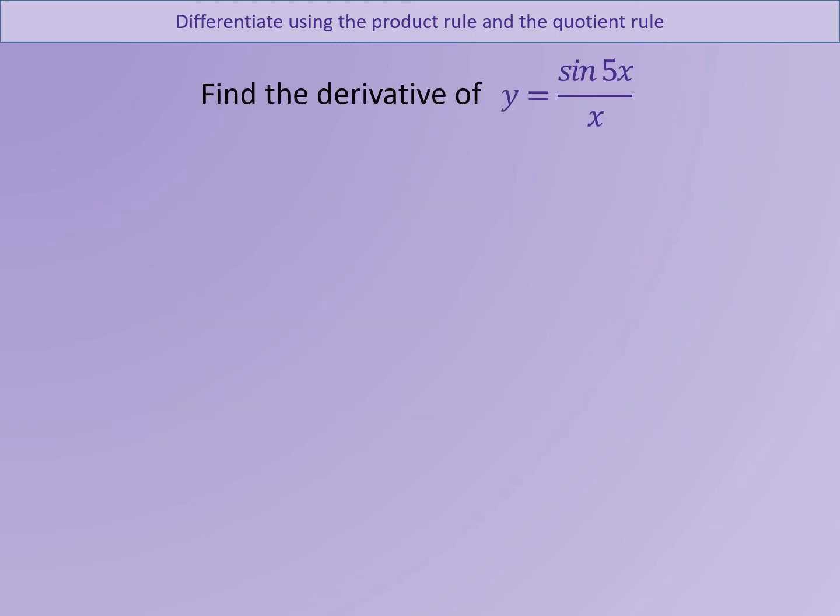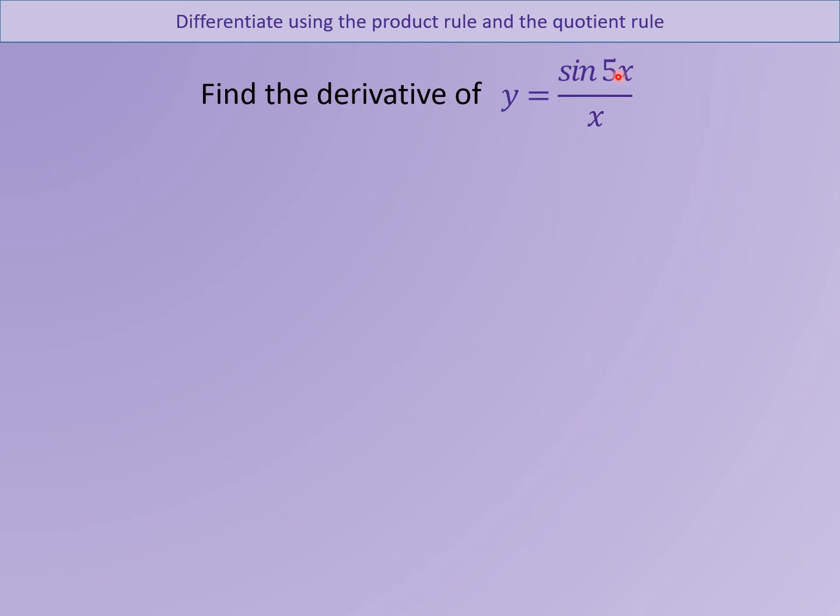Okay, so think how you use your product rule to differentiate y equals sine 5x over x. Pause it there, have a good think about it, and then replay when you're ready. Okay, so how do you write that? The question is, how would you write it?